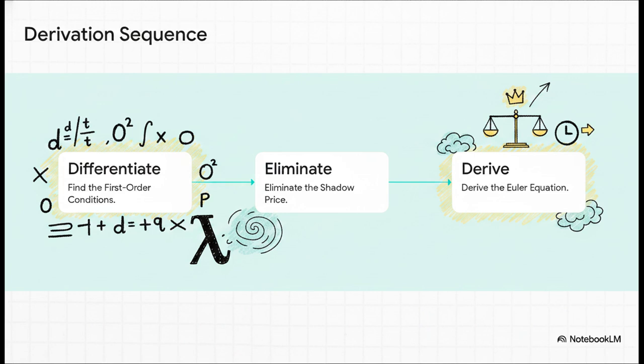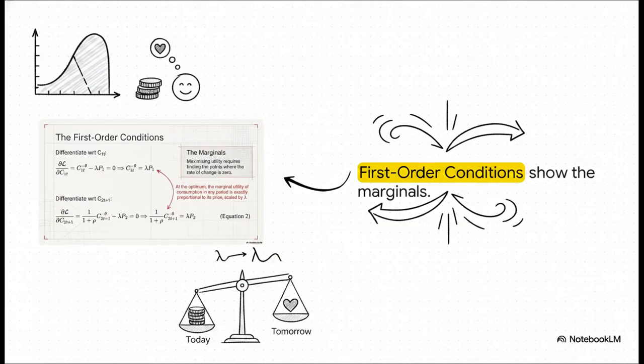Step 1, differentiate to get our first-order conditions. Step 2, eliminate the shadow price. And step 3, derive the Euler equation. Let's crank the gears. Right, so step 1 means finding where the rate of change is 0. We differentiate it with respect to consumption in period 1 and then period 2.